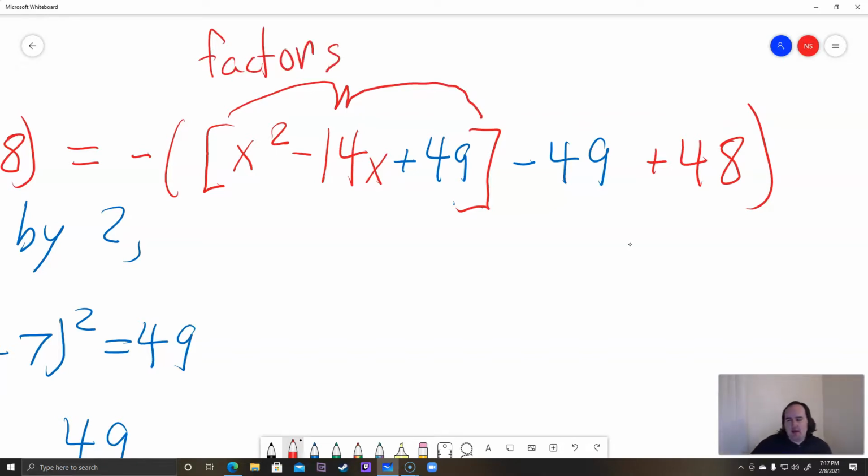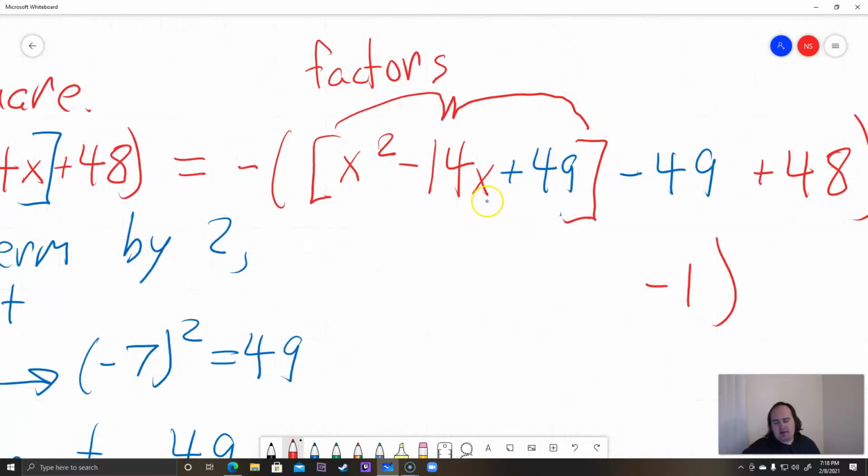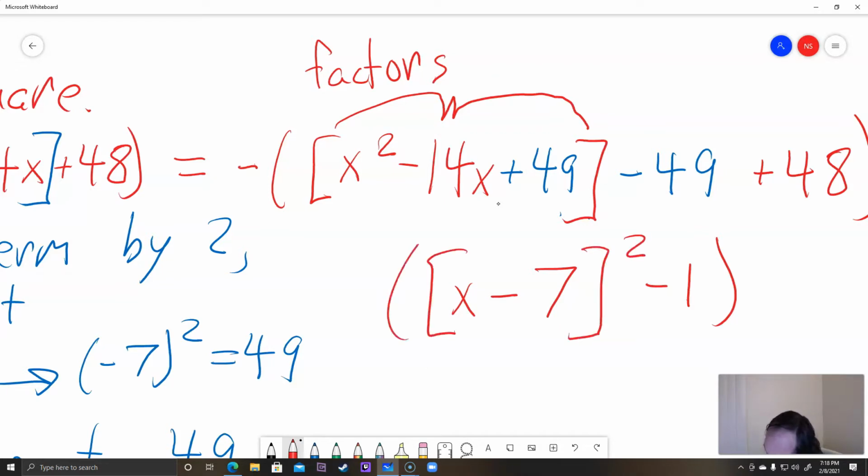Okay, and then on the outside here, we can go ahead and combine the negative 49 and the positive 48. So that's going to give us a negative 1 on the outside. Okay, so here we have a negative 1, and then how does this factor? Well, this is going to factor as x minus 7 quantity squared. So it factors as x minus 7 quantity squared. And then we still have a minus out front.